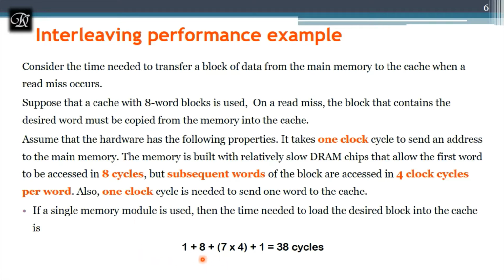The total will be 1 plus 8. The 1 is for transferring the address, 8 is for getting the first word, and the remaining will be 7 times 4, since all the remaining 7 words will be accessed at 4 clock cycles each, plus 1 clock cycle to send the data. The total is 38 clock cycles without interleaving. We need 38 clock cycles to access an 8 word block from the memory.